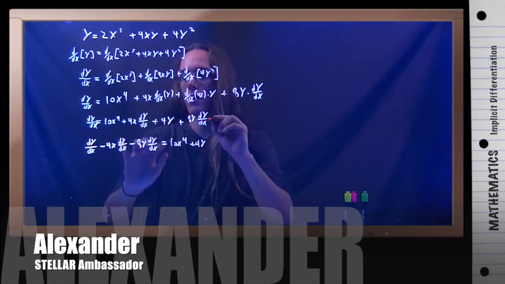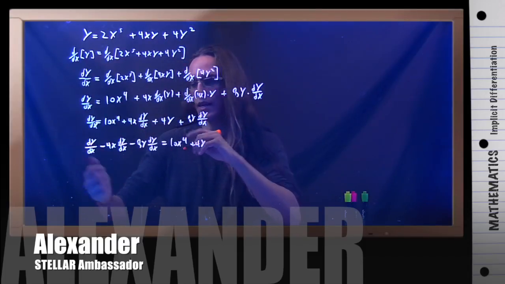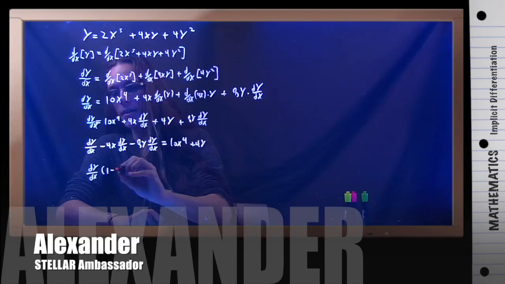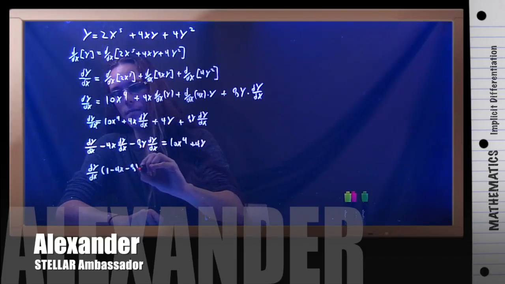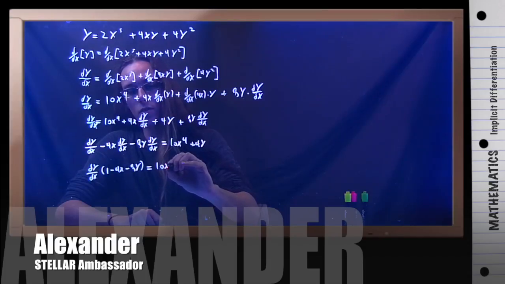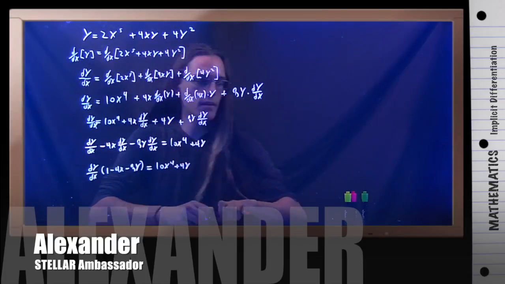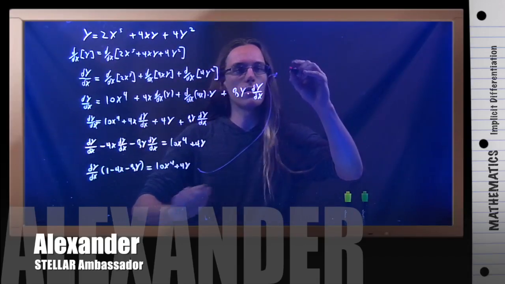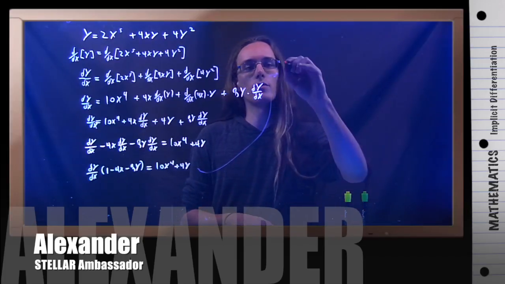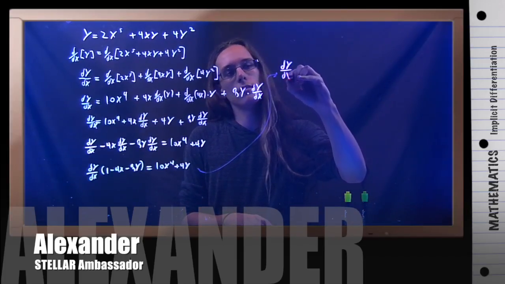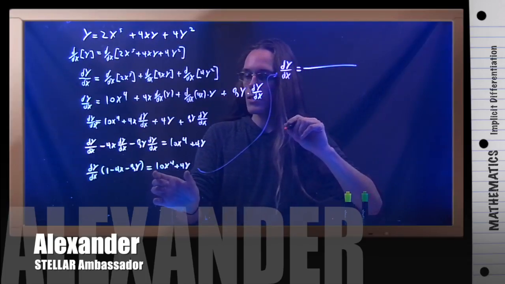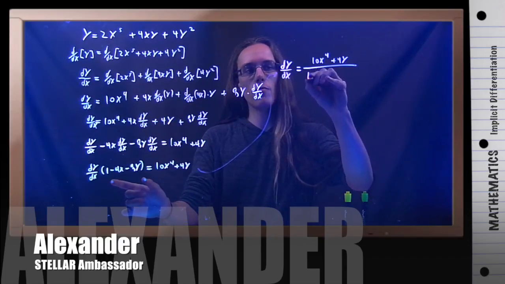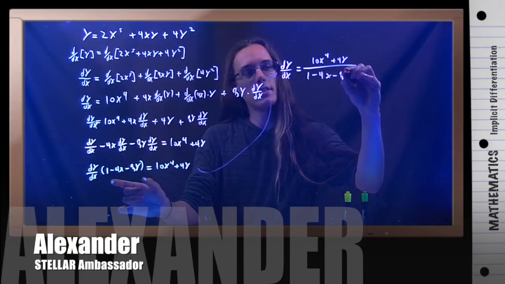I can factor out this dy/dx now. So I take that out. I'm left with 1 minus 4x minus 8y is equal to 10x to the fourth plus 4y. In the final step, I'm just going to divide both sides by this 1 minus 4x minus 8y. So that's going to give me, that pink's not very visible, so we'll go back to orange, dy/dx equals 10x to the fourth plus 4y all over 1 minus 4x minus 8y.